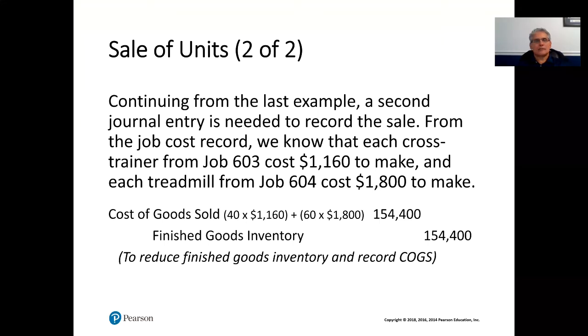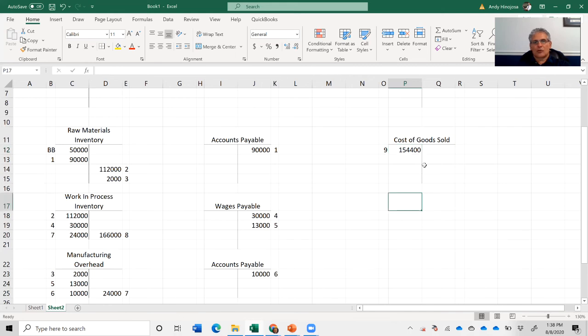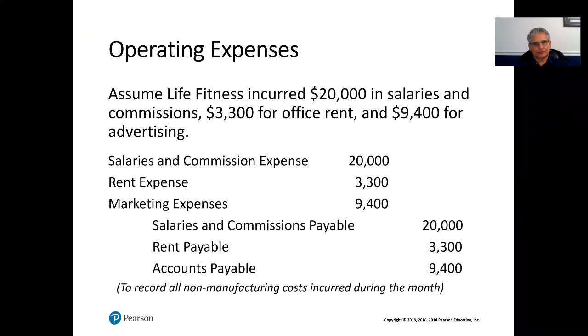Okay, let's move on to operating expenses. Assume Life Fitness incurred $20,000 in salaries and commissions, $3,300 for office rent, and $9,400 for advertising. All of these are debits to operating expenses and credits to salaries payable, rent payable, accounts payable, etc. We're going to simplify this transaction and just sum all of these up. We're going to create an account called operating expenses. And those operating expenses sit under equity.